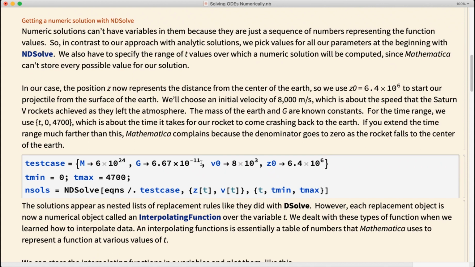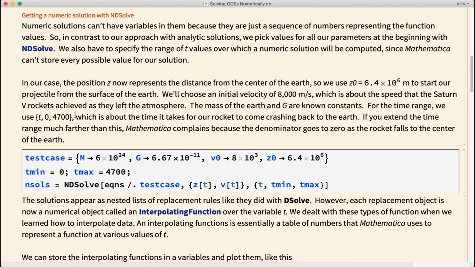G is equal to the gravitational constant, okay? So I'm saying we're going to replace G with this value, V naught is going to be replaced with this value, and Z naught is going to be replaced with this value. And this should all be in standard units. Let me put a meter up here, and this is going to be in seconds.